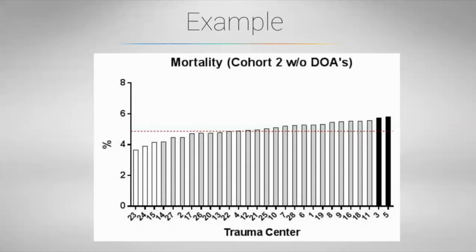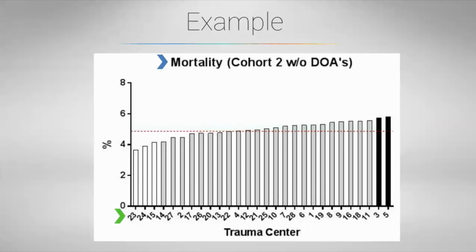Let's try an example to test your understanding. What outcome is being measured by this graph? If you said mortality for patients being admitted to the trauma service, excluding those who are dead on arrival, you are correct. What are the identification numbers for the centers who demonstrate low outlier status or better performance than the collaborative average on this graph? If you said 23, 24, and 15, you are correct.